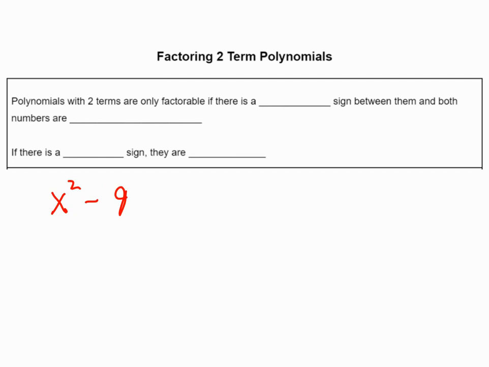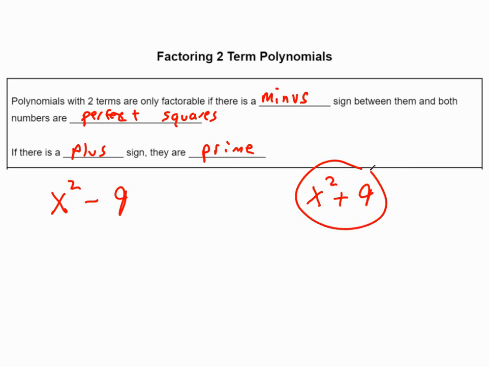Polynomials with two terms are only factorable if there's a minus sign between them. They have to be subtraction. And both numbers have to be perfect squares. If there's a plus sign between them, then those polynomials are prime. They cannot be factored. So like x squared minus 9 is factorable, but x squared plus 9 is not. That is prime. They also both have to be perfect squares.